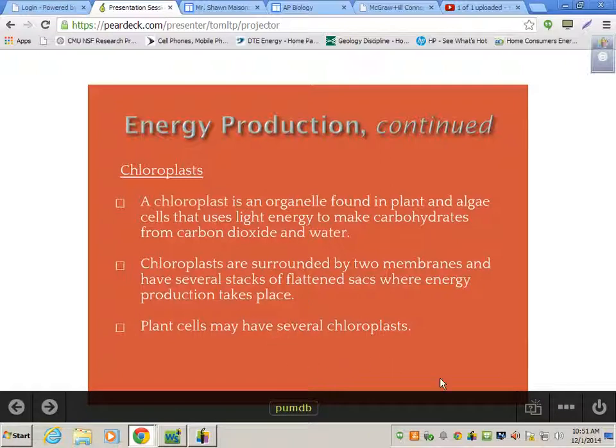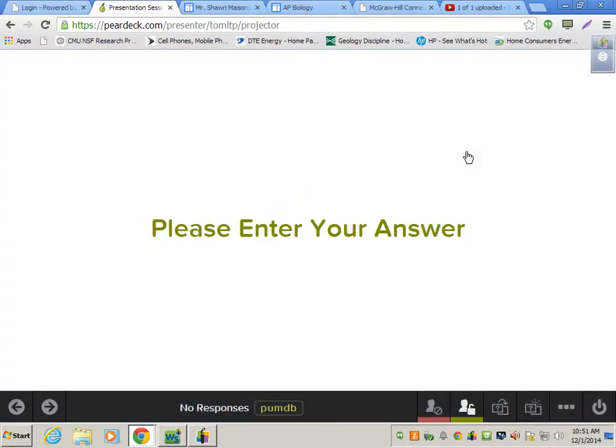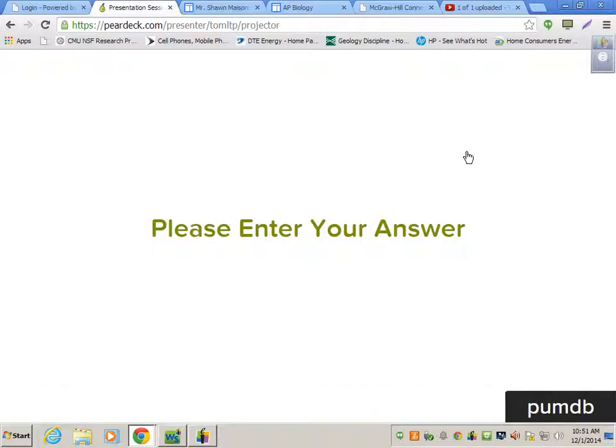What's a structure on plants that would have a lot of chloroplasts in their cells?